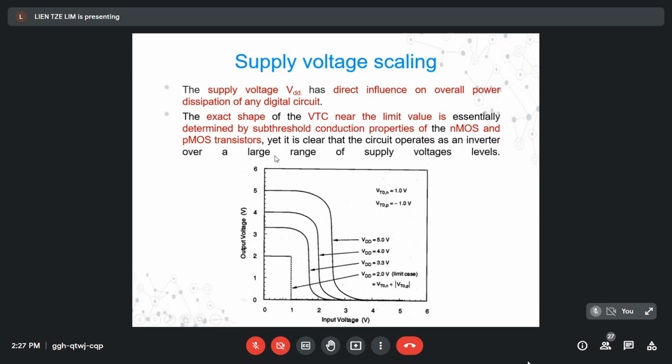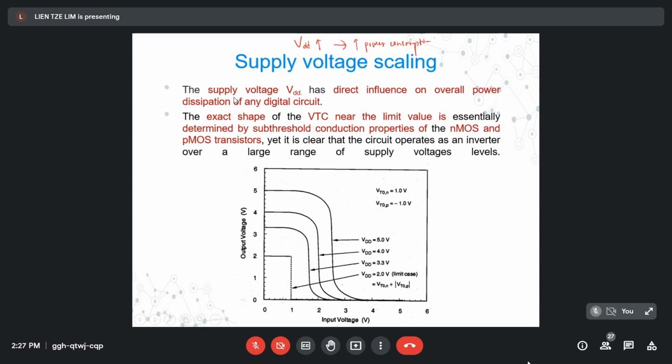Supply voltage scaling. This supply voltage means the VDD. The value of VDD we cannot simply choose, because we have to consider the effect if we increase the supply voltage. The effect can be good or bad. As I mentioned previously, if this VDD is high, then we can get very high power consumption.